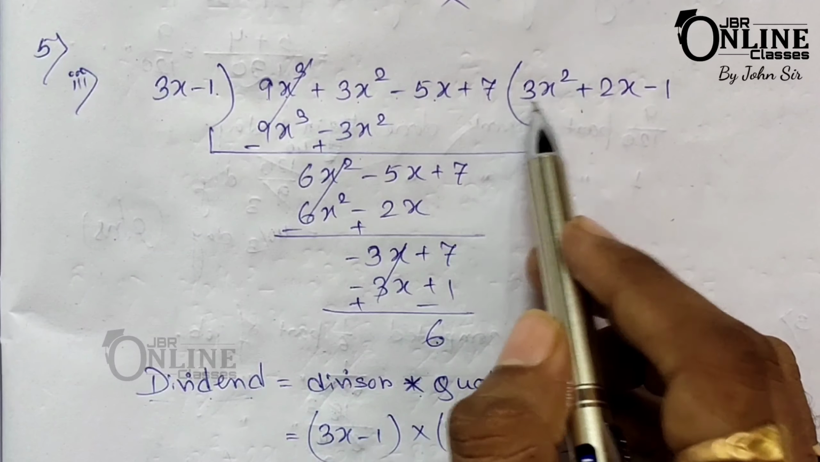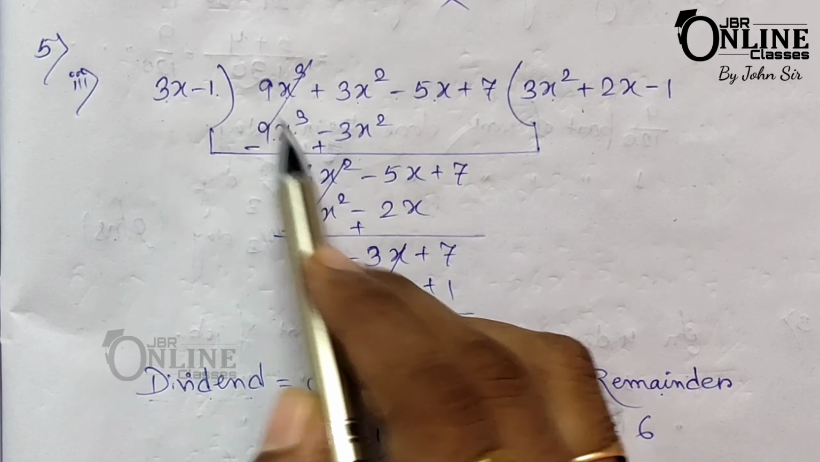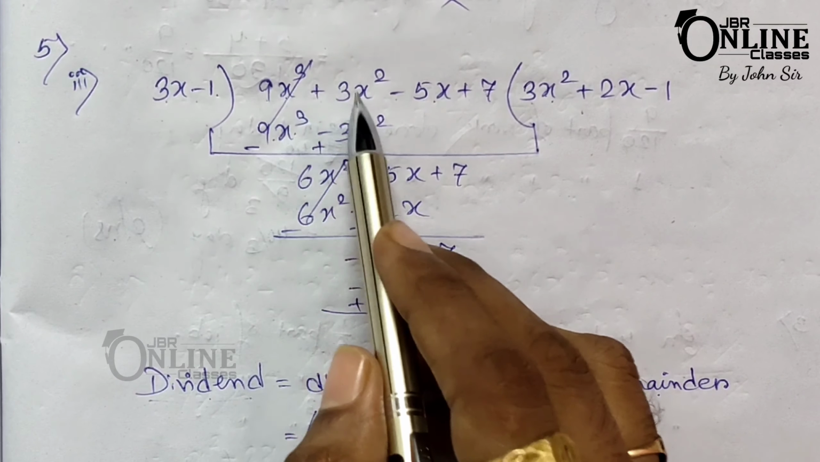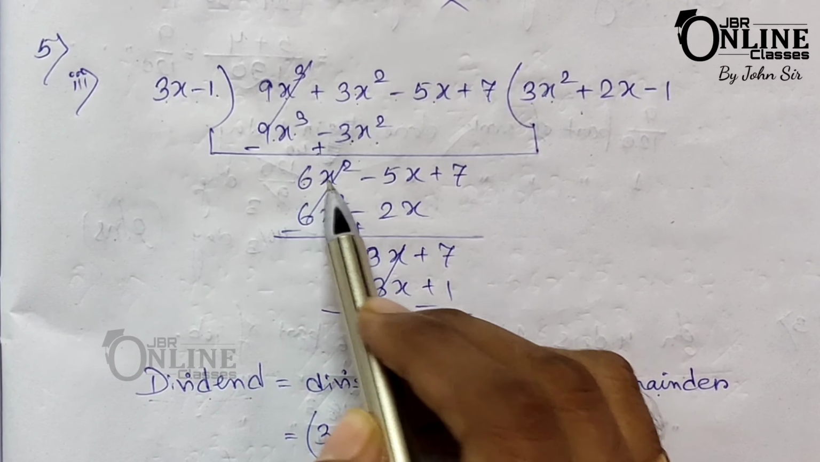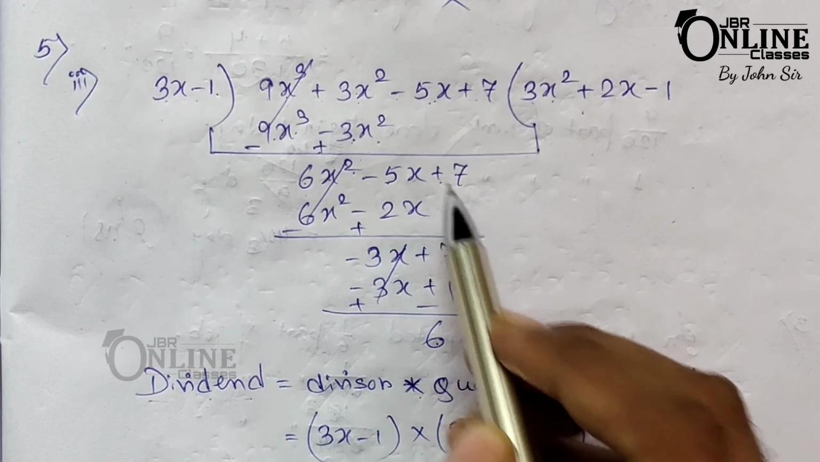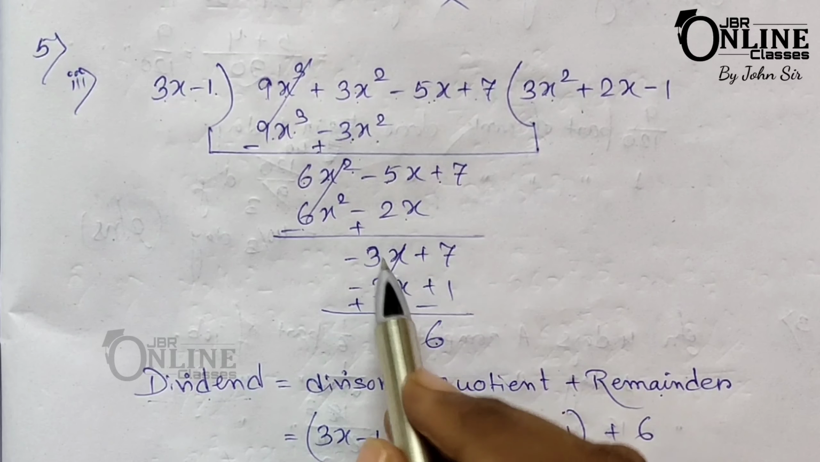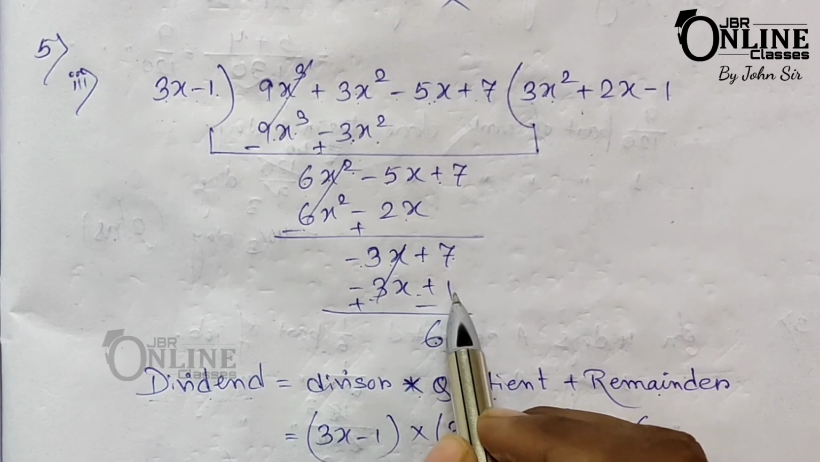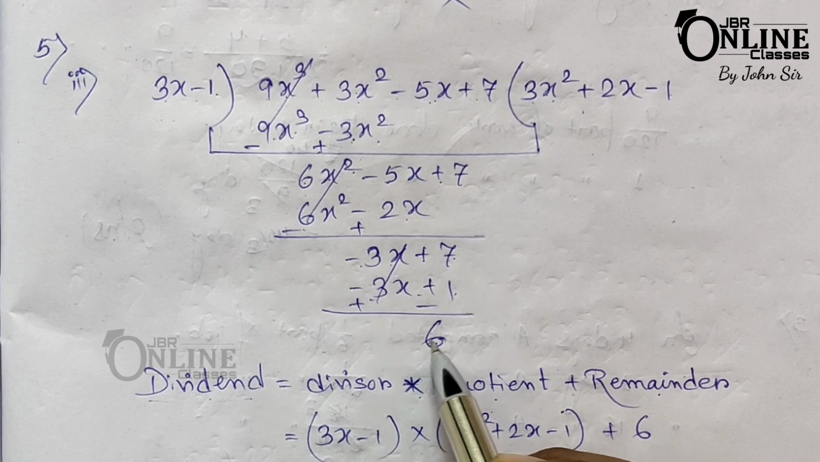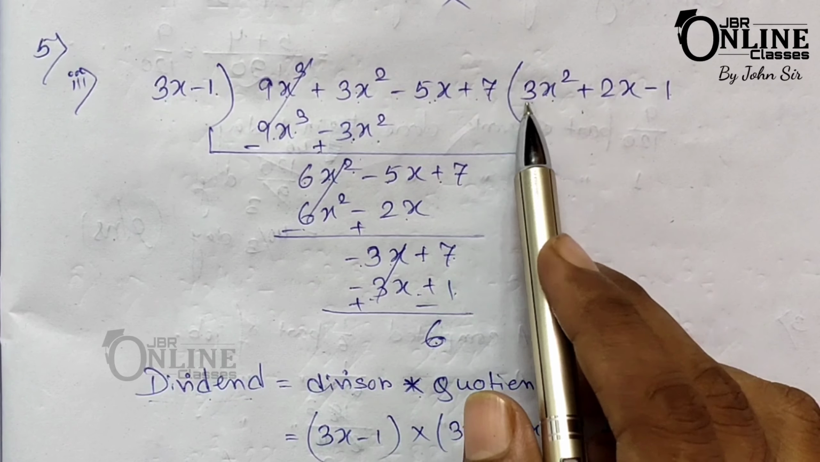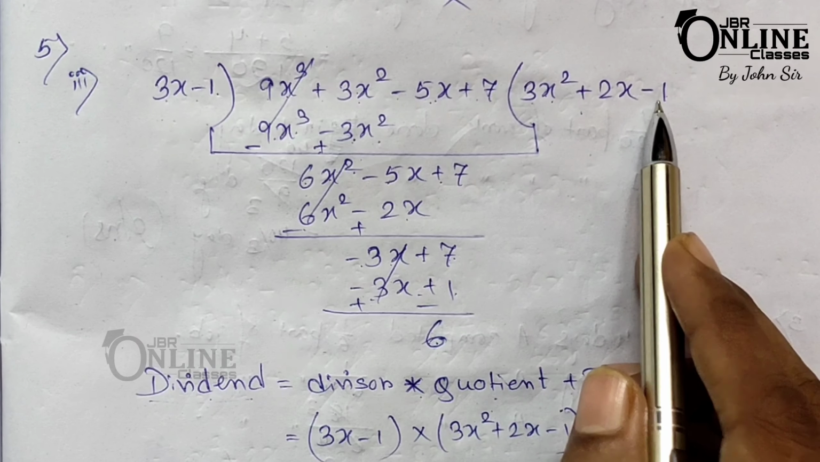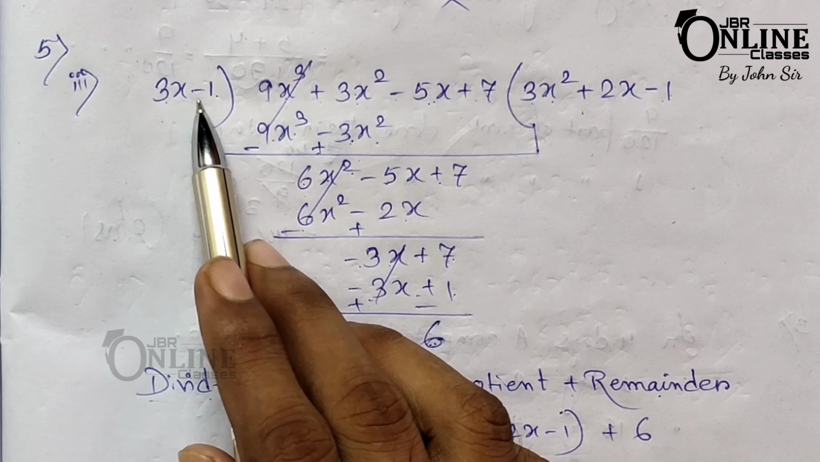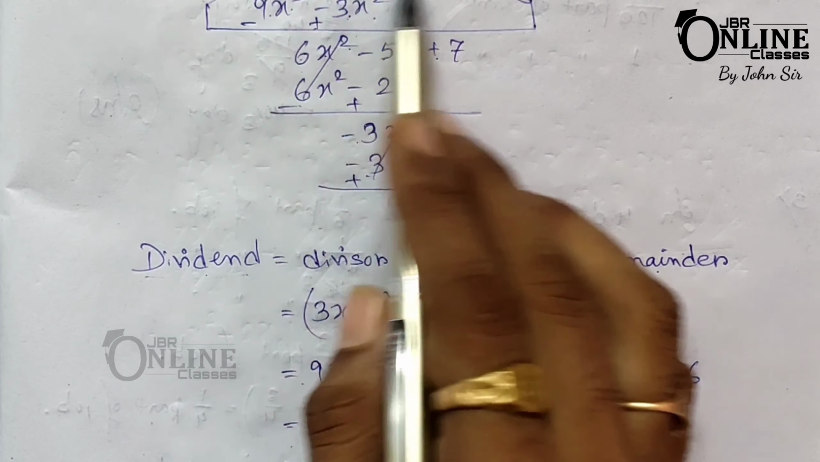Okay, so here 3x² into 3x, 9x³, then minus 1 into 3x², minus 3x², then here plus 3x², so plus 6x² minus 5x plus 7, then plus 2x multiply, you will get minus 3x plus 7, then minus 1 into this one, minus 3x plus 7. So here finally 6 is the remainder. So here quotient equal to 3x² plus 2x minus 1 and remainder equal to 6 and divisor equal to 3x minus 1. Now I am going to justify my answer to get the dividend.